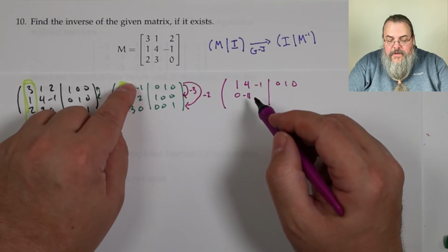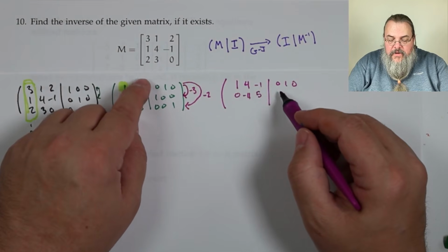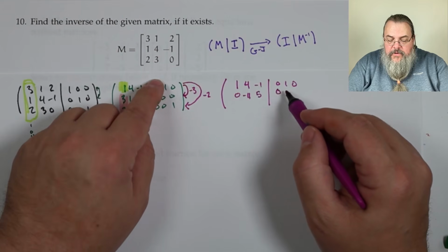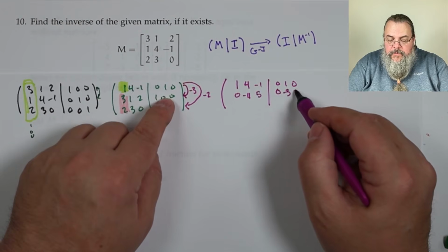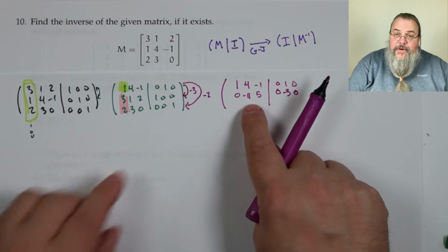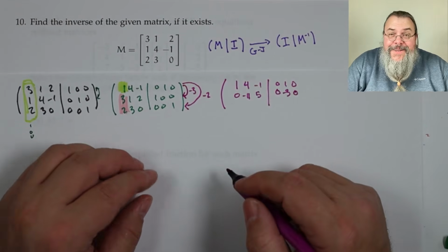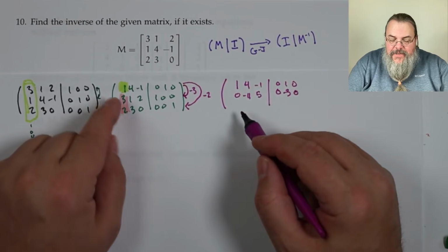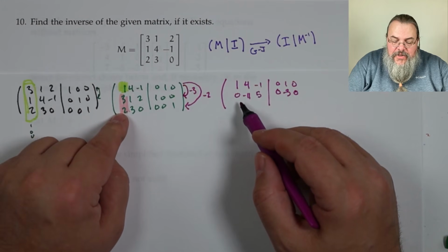3 plus 2, 5. And then we get 0 plus 1, negative 3 plus 0, negative 3, and 0 plus 0. Not the greatest numbers there, but, I'll be honest with you. Inverses can get messy. And finding inverses, you just got to work the process. Trust the process. And take your time.